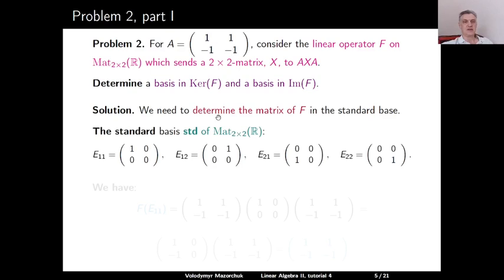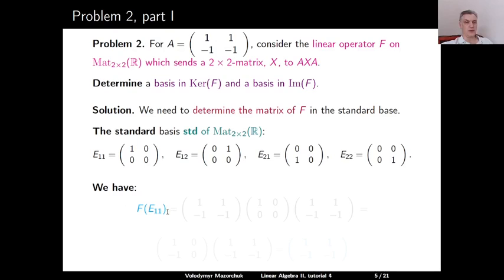The standard basis of the linear space of all 2 times 2 matrices consists of the following 4 matrices. The matrix E11, which is 1, 0, 0, 0. The matrix E12, which is 0, 1, 0, 0. The matrix E21, which is 0, 0, 1, 0. And the matrix E22, which is 0, 0, 0, 1. So let us compute what happens if we apply our linear operator F to all these 4 matrices.